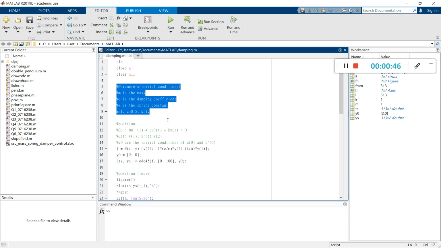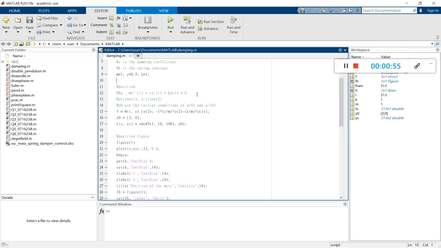This line, line 9. After we initialize those parameters, we put them into the equation, line 15. Then we use ODE45 to help us solve the second order ordinary differential equation, line 17 here.